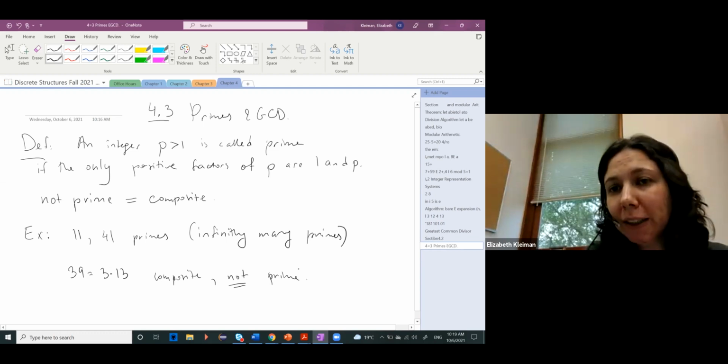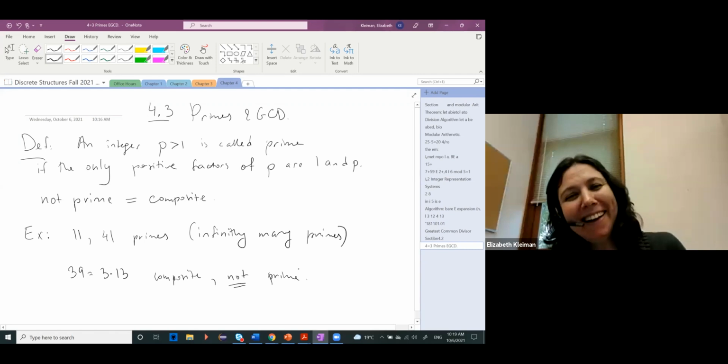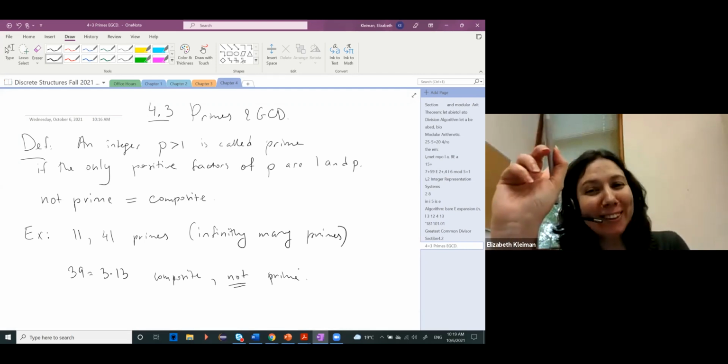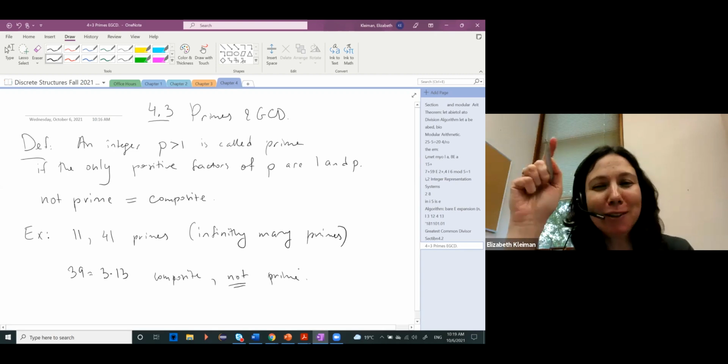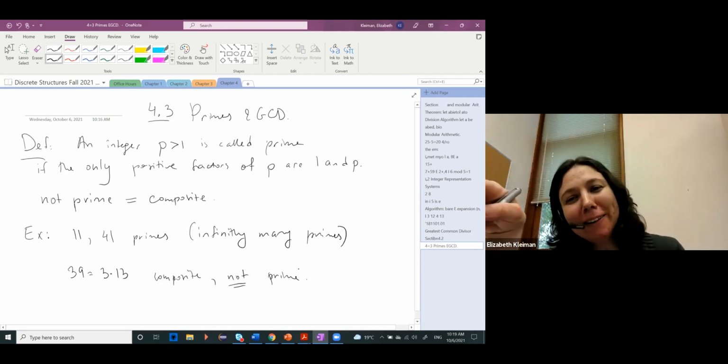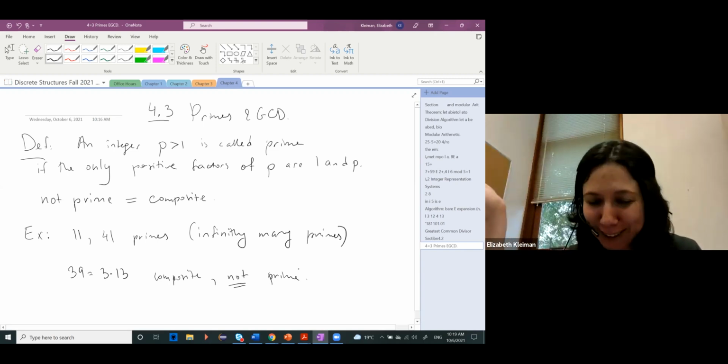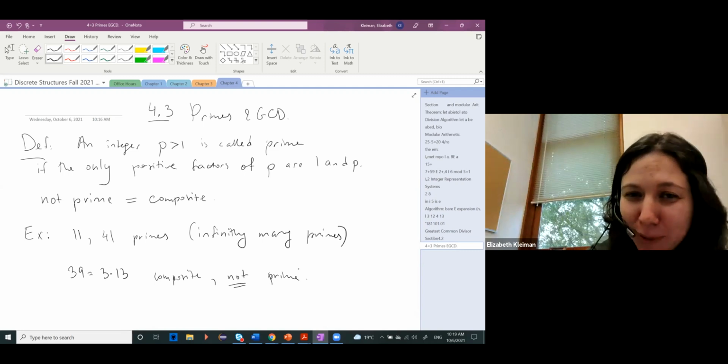Ten is composite because it's 2 multiply 5. Yes, 2 is composite as long as it's in decimals, because it's 2 multiply 5. But in base 2, 1, 0 is 2, so 2 is prime.